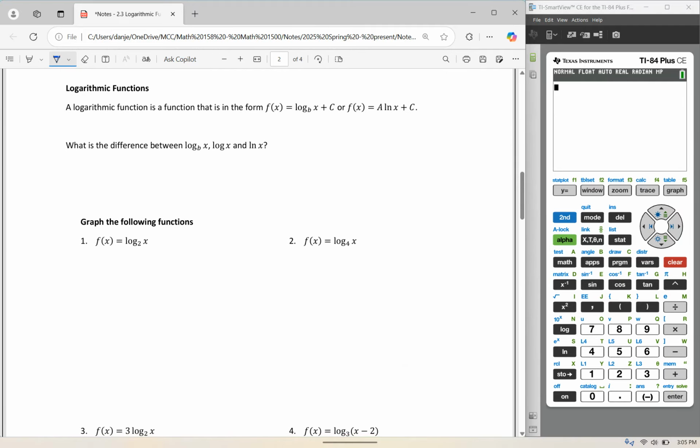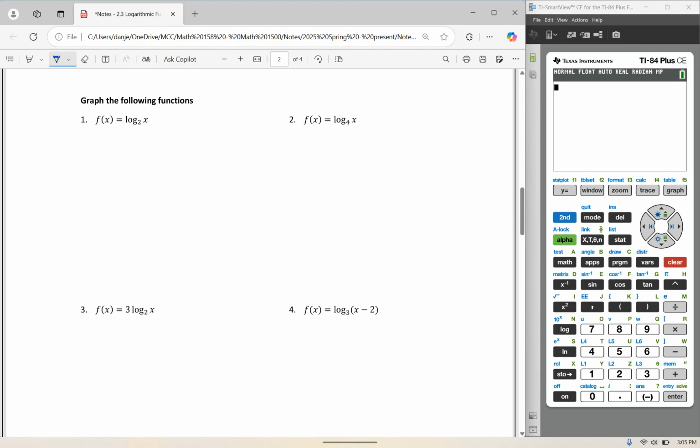A logarithmic function is a function that's written in the form f of x equals log base b of x plus c, or there might be a times log base b of x plus c. Then you see this other one here which says ln. ln is the natural log, and that's the same as log base e. That gets used quite frequently in mathematics.